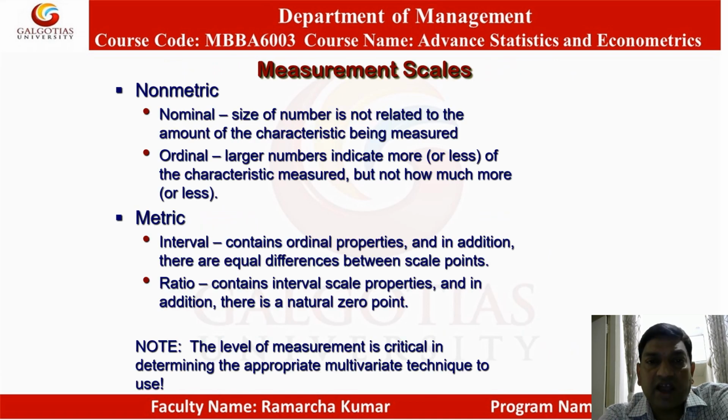So for nominal, the size of the number is not related to the amount of the characteristic being measured. Ordinal, a larger number indicates more of the characteristic measured, but not how much more or less. And for metric we have interval and ratio. Interval contains ordinal properties, and in addition there are equal differences between scale points. Ratio contains interval scale properties, and in addition there is a natural 0 point. The level of measurement is critical in determining the appropriate multivariate technique to use.